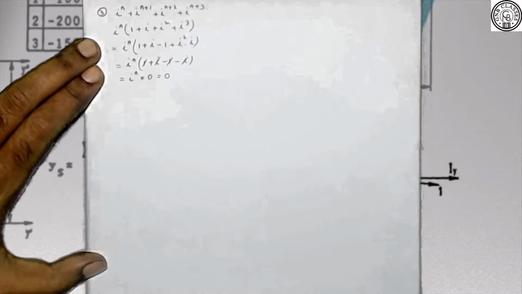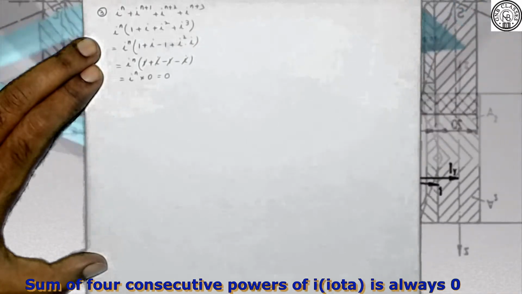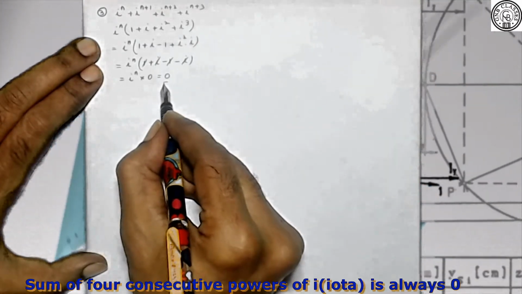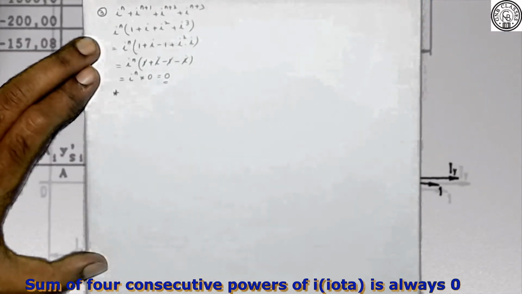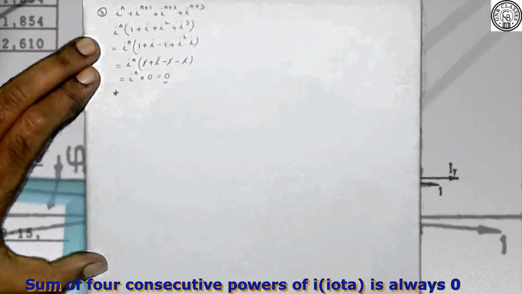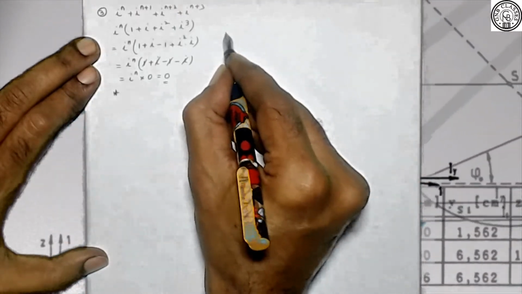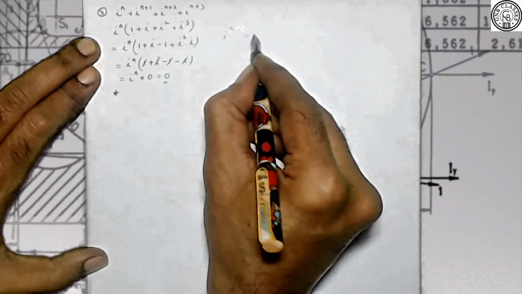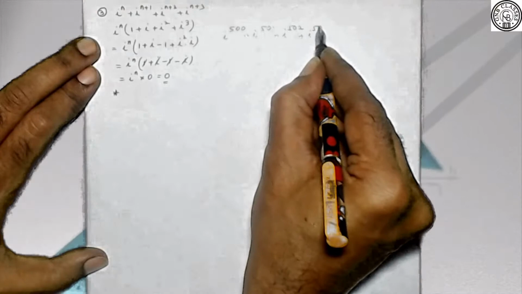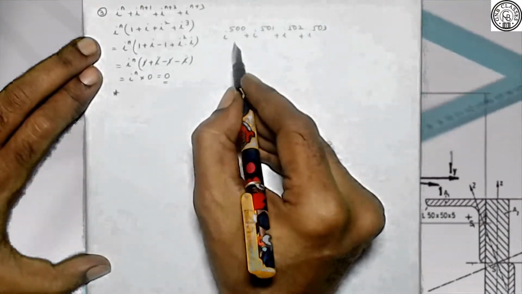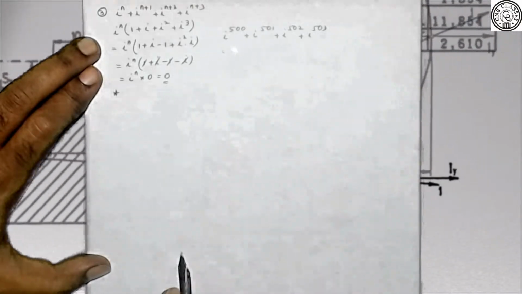So what we have learned from here is that always remember the sum of four consecutive powers of iota is always 0. Please make a note of this. The sum of four consecutive powers of iota is always 0. Is it clear? Suppose we have been given a question something like this: iota to the power 500 plus iota to the power 501 plus iota to the power 502 plus iota to the power 503. No need to calculate this because since it is the four consecutive powers of iota, the sum will be nothing but 0. Is it clear or not?